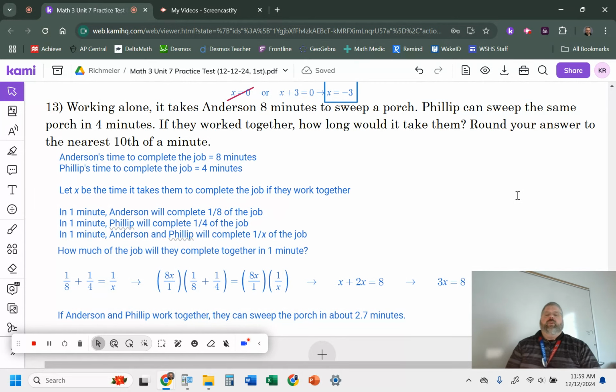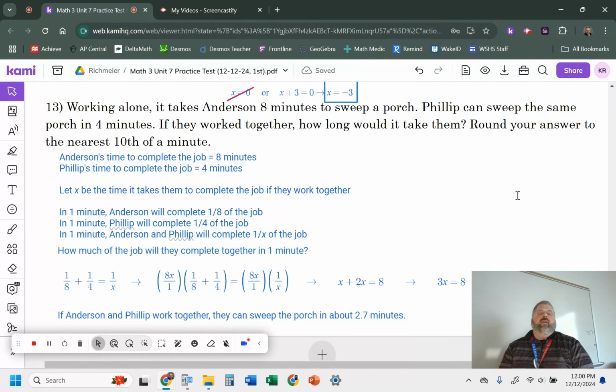So what we want to do is record the different values that I have for each person in the problem. We were told that Anderson's time to complete the job was 8 minutes. Philip's time to complete the job, and here the job being sweeping the porch, was 4 minutes. And so we're going to create a variable. We're going to say let x be the time it takes them to complete the job if they were to work together. Now we don't know what that is, but we need something to represent it.